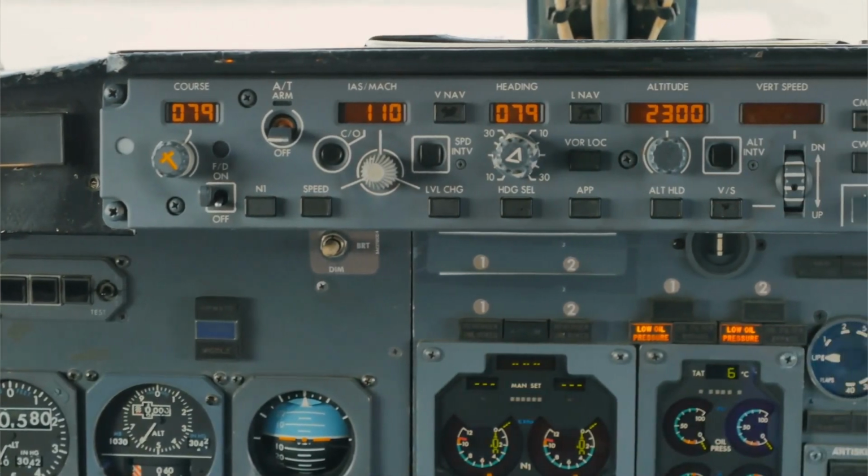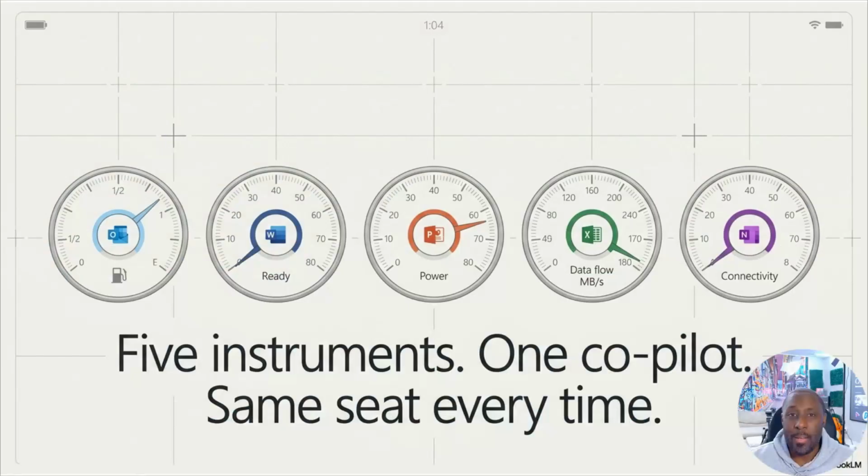You are looking at 5 instruments and 1 copilot. Same seat every time. In this video, we go through each instrument on the panel, one at a time. For each one, you will see the aviation analogy, what Copilot does inside it, and a real cockpit instruction you can try yourself today. Let's take off.